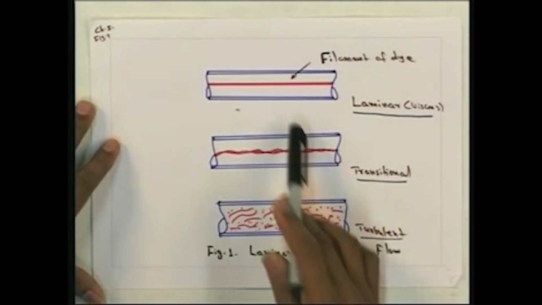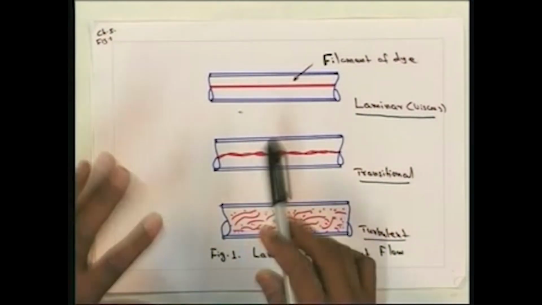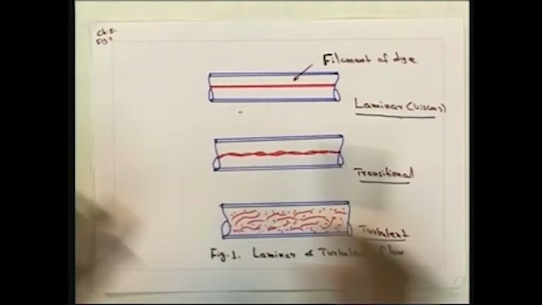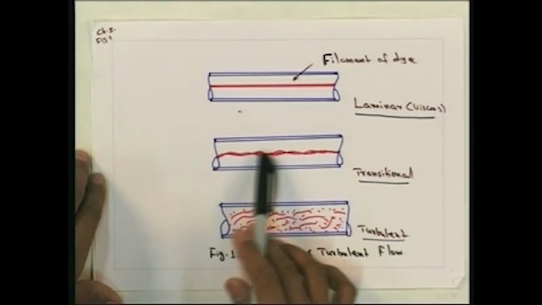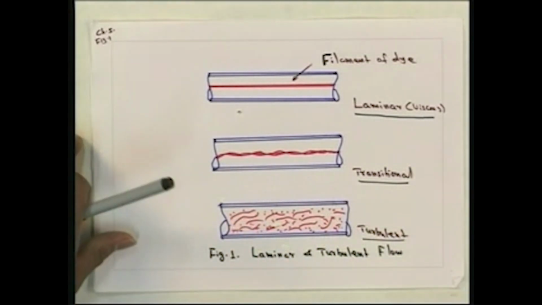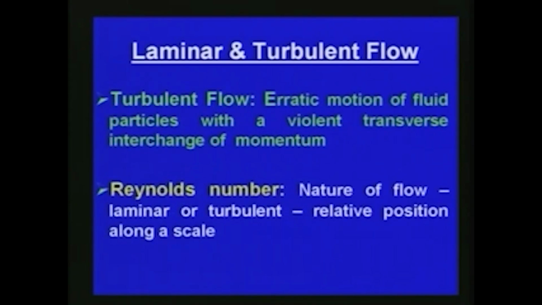But as I mentioned, when the velocity or other flow parameters change, small kinds of mixing take place. Instead of smooth gliding, mixing starts, and then we say the flow is transitional. As far as turbulent flow is concerned, there is erratic motion of fluid particles with a violent transverse interchange of momentum. So we can define turbulent flow as erratic motion of fluid particles with a violent transverse interchange of momentum.